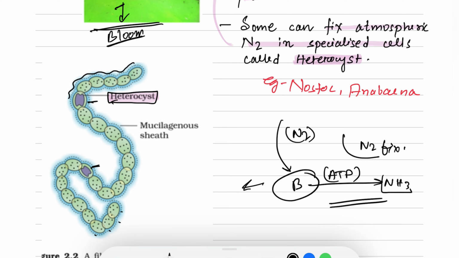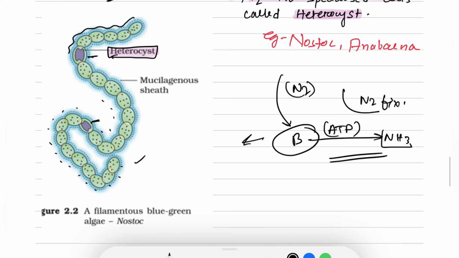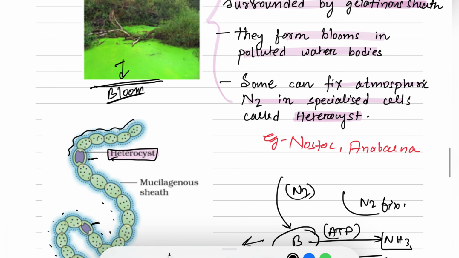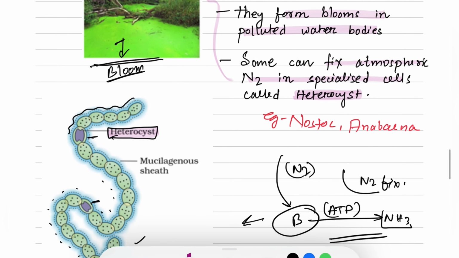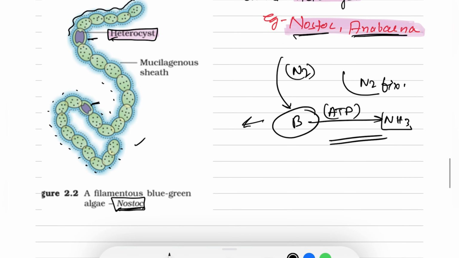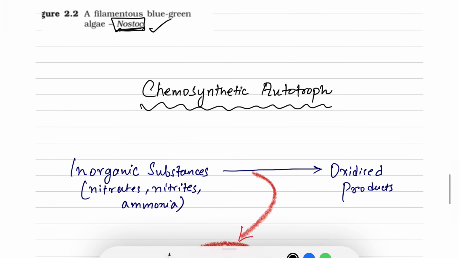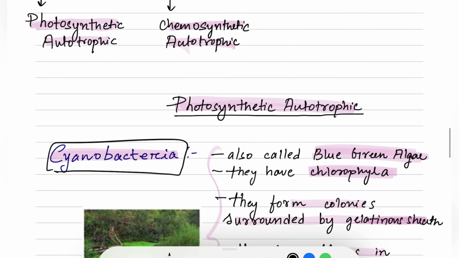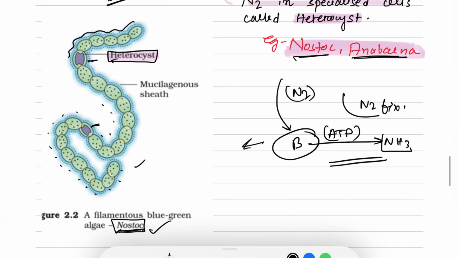See, there are many cyanobacteria. What is meant by colony? Colony means many cyanobacteria, many cells, aggregate together to form a colony. So this is a colony formed by a cyanobacterium, Nostoc. Very important examples of cyanobacteria given in NCERT are Nostoc and Anabaena. This picture is of Nostoc, which is a cyanobacterium. Now this was all about cyanobacteria, the photosynthetic autotrophic Eubacteria.